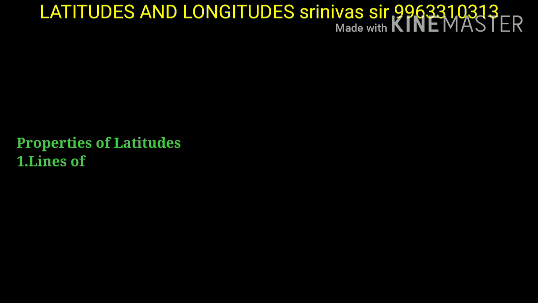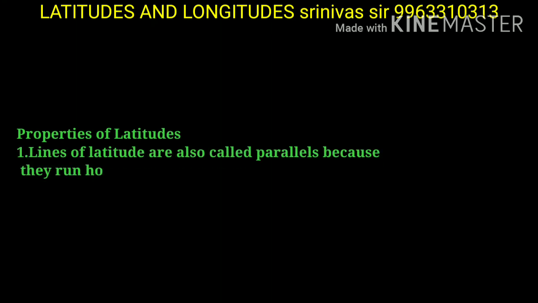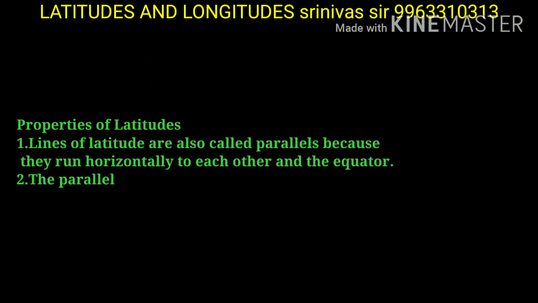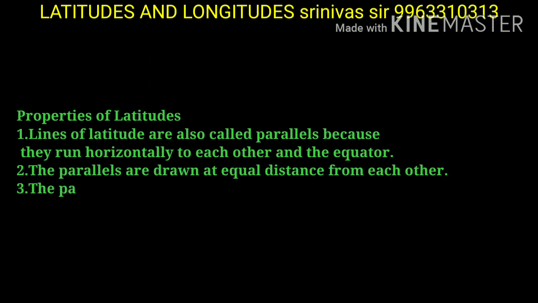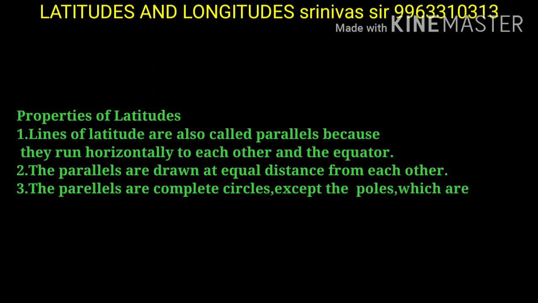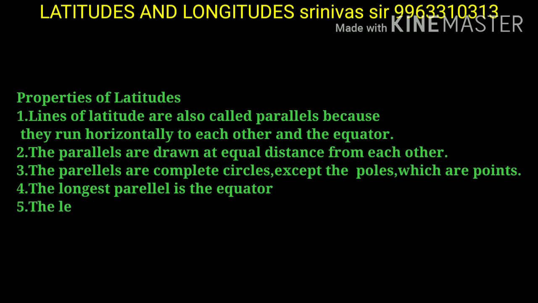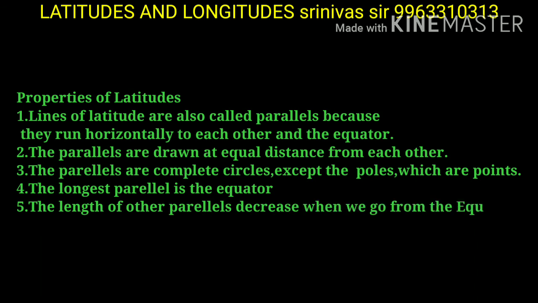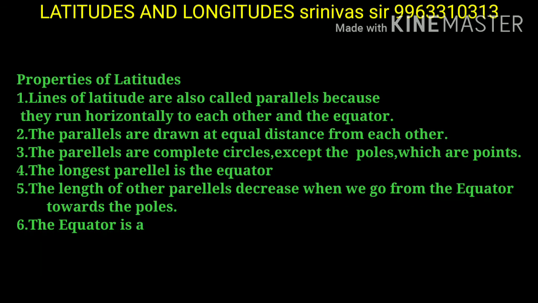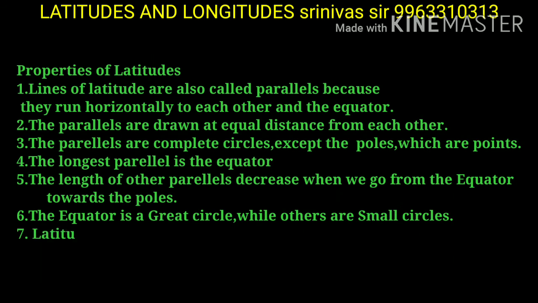Properties of latitude. Lines of latitude are also called parallels because they run horizontally to each other and the equator. The parallels are drawn at equal distance from each other. The parallels are complete circles except the poles, which are points. The longest parallel is the equator. The length of other parallels decreases when we go from the equator towards the poles. The equator is a great circle, while others are small circles.